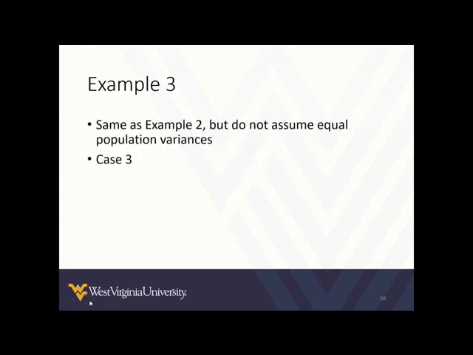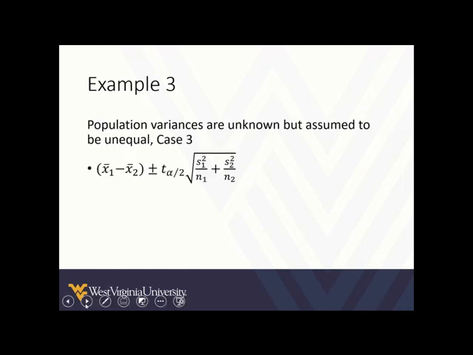Now we can examine our third case, our example 3. Now we're going to use the exact same values as example 2, but in this case we're not going to assume the population variances are equivalent, making this a case 3. And the reason I did want to do this is I wanted to show you the differences between assuming the population variances are equivalent and not. And so because this is the third case, our formula is going to be our point estimate plus or minus t alpha over 2 multiplied by the square root of our sample variance from sample 1 over n1 plus our sample variance of sample 2 over n2.